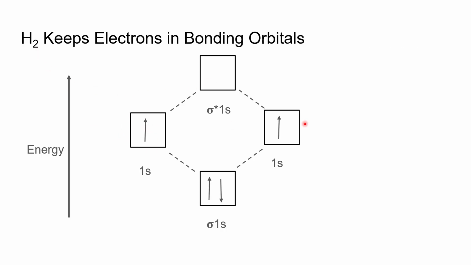H2, each hydrogen brings an electron. Those electrons, since there's only one each, would first occupy the bonding orbital that is lower energy, which is the sigma 1s. There would be no need to use the sigma star 1s, or the anti-bonding orbital. And so that would be great, and that's why hydrogen stays bonded. I think you're good with that.